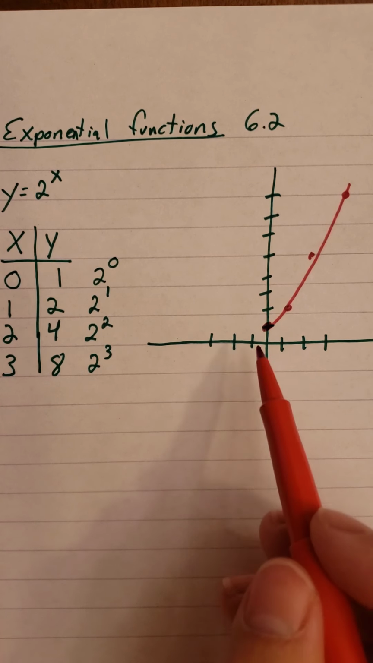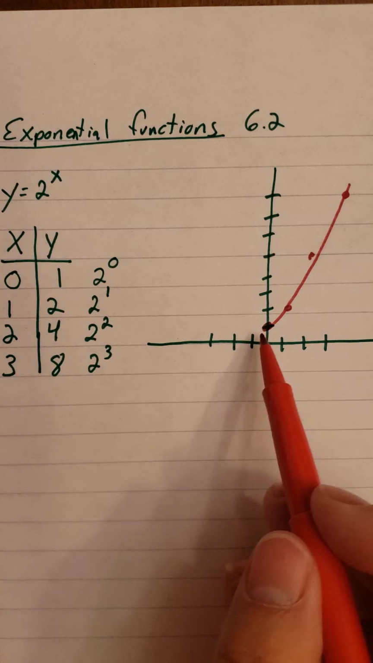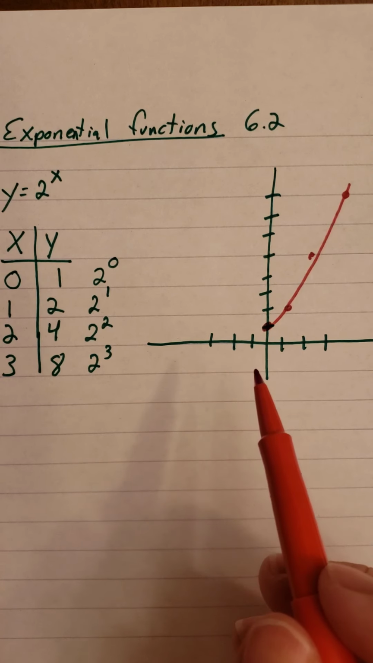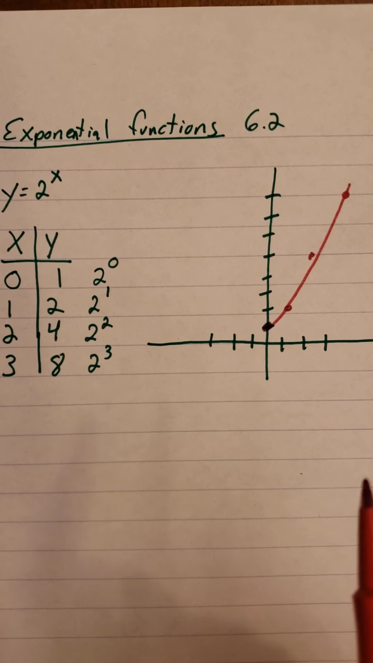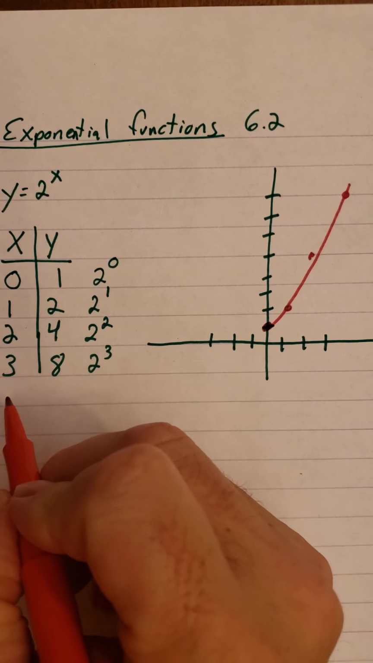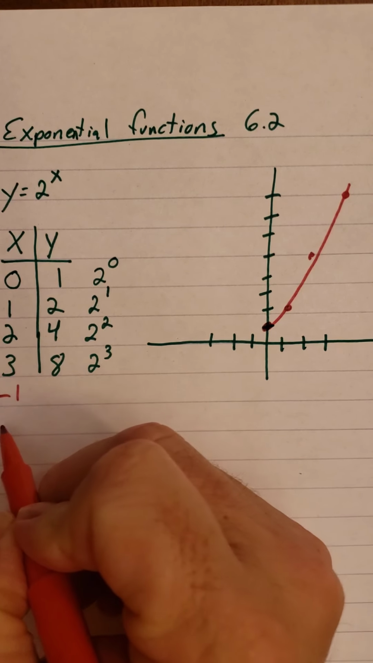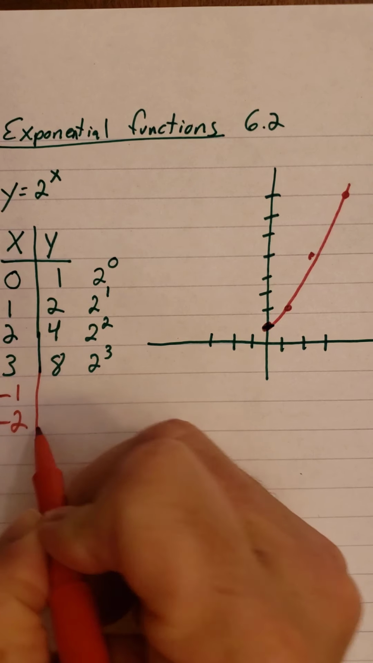Now, the part that you're missing is all of this over here. We didn't pick any negative x values, and that really takes away a big chunk of the graph that you don't get to understand without seeing that, and a lot of the concepts that we're doing. So let's go and throw a couple more numbers in. Let's put in -1 and -2.